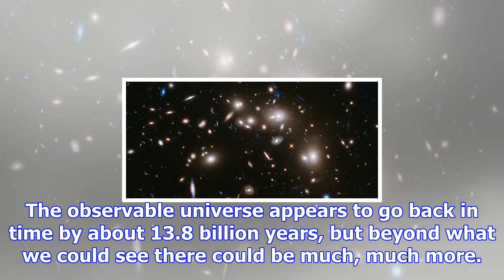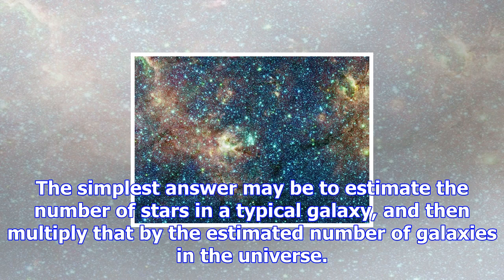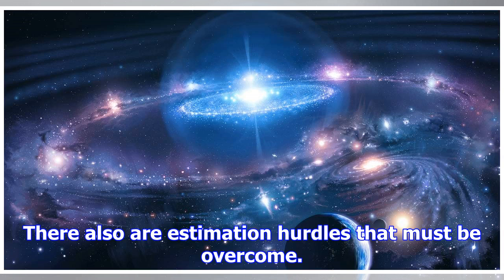The simplest answer may be to estimate the number of stars in a typical galaxy, and then multiply that by the estimated number of galaxies in the universe. But even that is tricky, as some galaxies shine better in visible light or some in infrared, for example. There also are estimation hurdles that must be overcome. In October 2016, an article in Science, based on deep-field images from the Hubble Space Telescope, suggested that there are about 2 trillion galaxies in the observable universe, or about 10 times more galaxies than previously suggested.